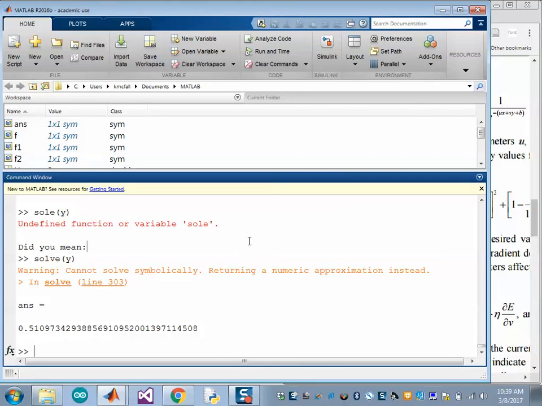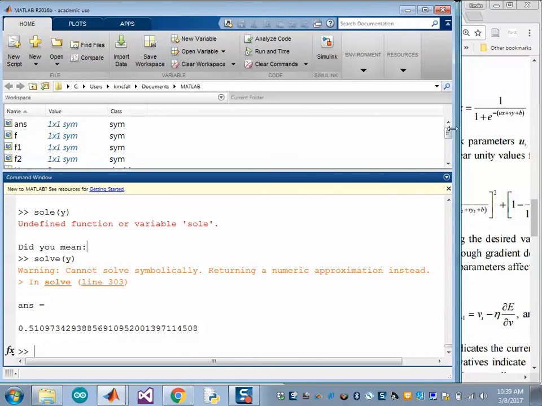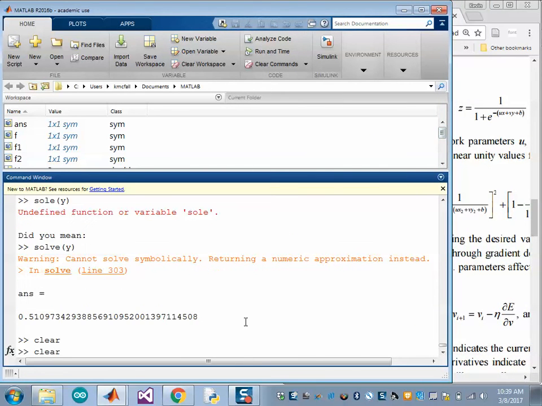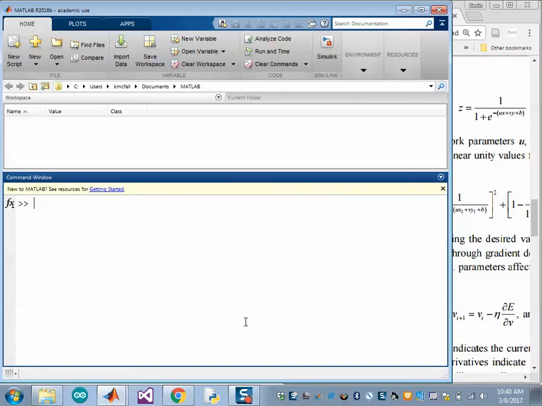Okay, there we got our equation. And just to be safe, I'm going to go ahead and clear, start fresh. And I'm going to create symbolic math variables for z. I'm going to create a symbolic variable for u, x, v, y, and b. So all those things I'm going to have as symbolic variables.